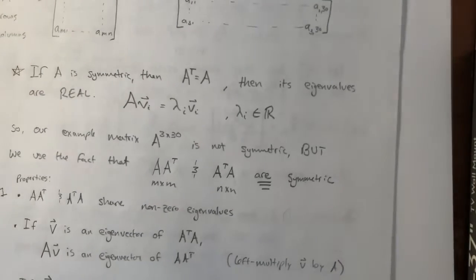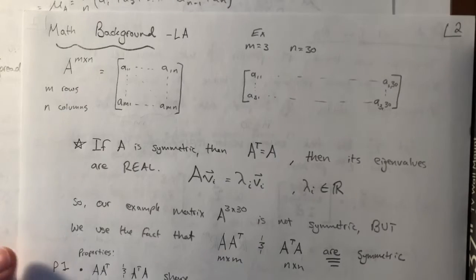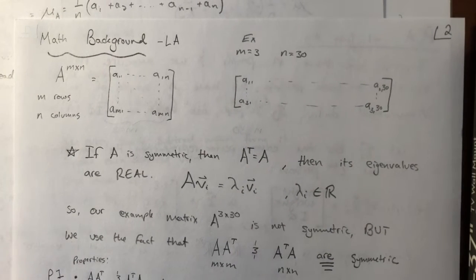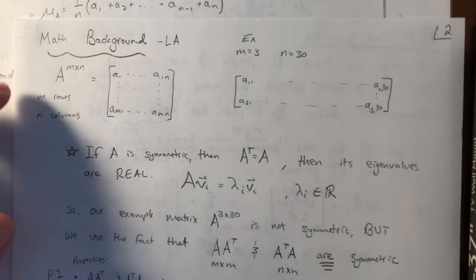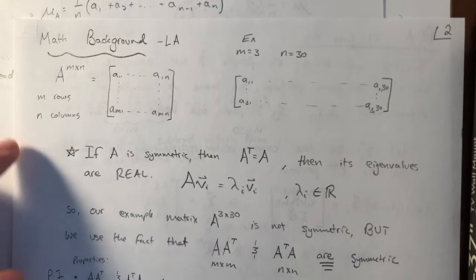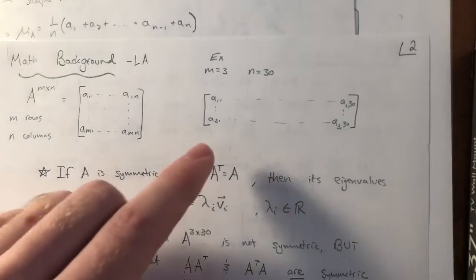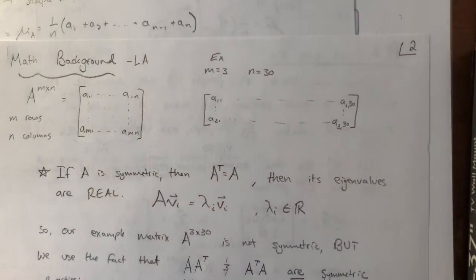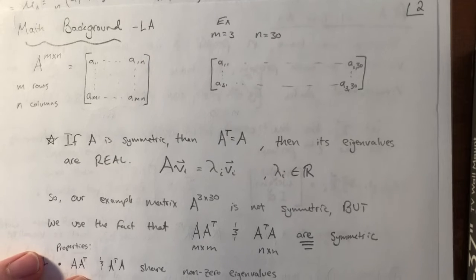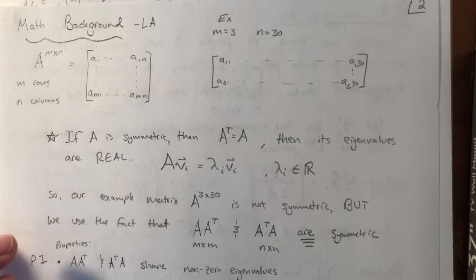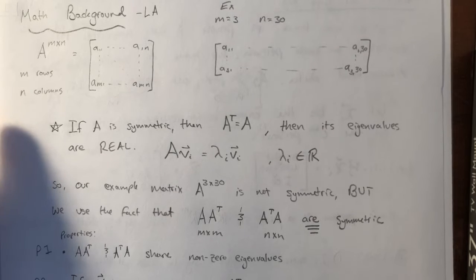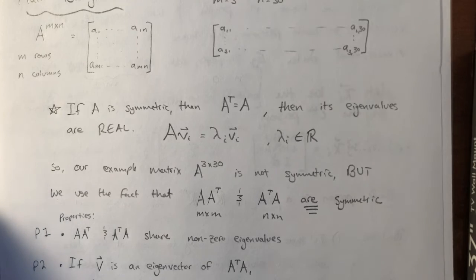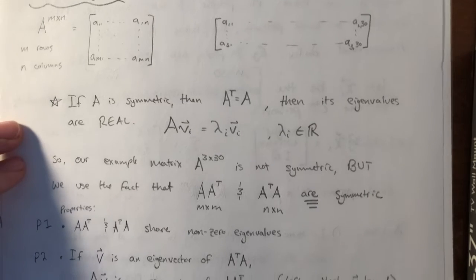Let's do a little math background before we move into another example of PCA and how it works. If A is an m by n matrix, with m rows and n columns, like our 3 by 30 example, and we make it symmetric, then the eigenvalues are necessarily real. That helps for PCA because the eigenvectors are the directions of the variability, so we need real eigenvalues to have a physical representation of them.